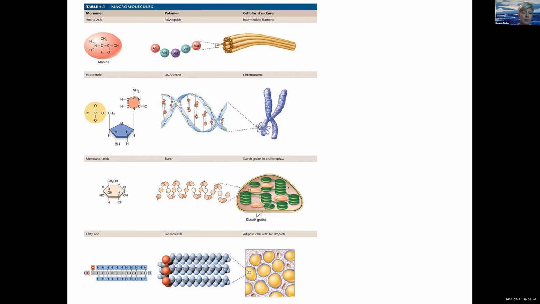Another kind of macromolecule are the nucleic acids. Nucleic acids include DNA and RNA. DNA means deoxyribonucleic acid. That nucleic acid part means that it's made up of subunits called nucleotides. Each nucleotide is made up of 3 parts: a phosphate, a sugar, and a base. Our nucleotides are built up into DNA strands, and then the DNA strands form chromosomes, which are much larger structures. We can also build RNA strands out of our nucleotides as well.